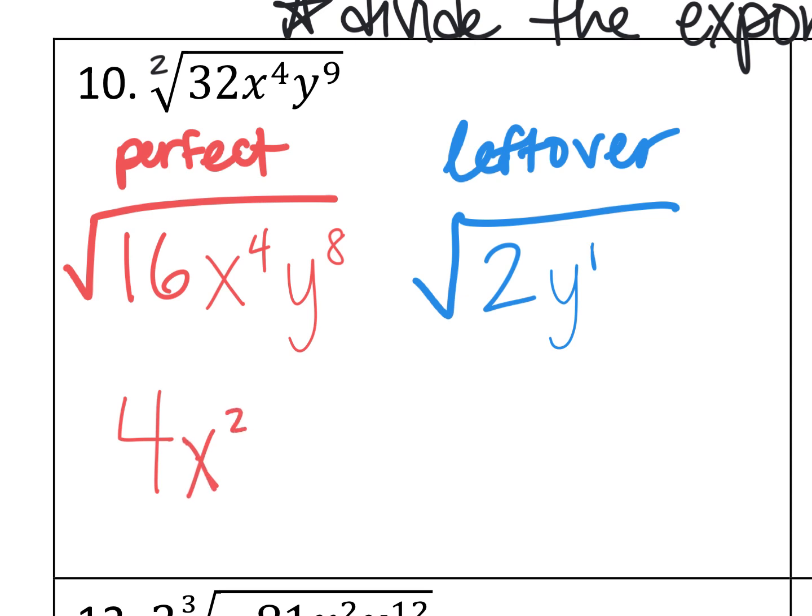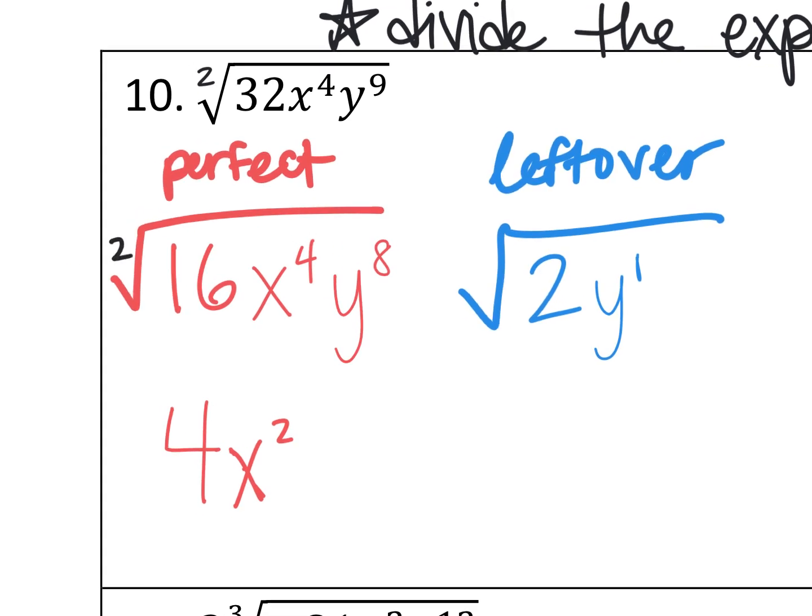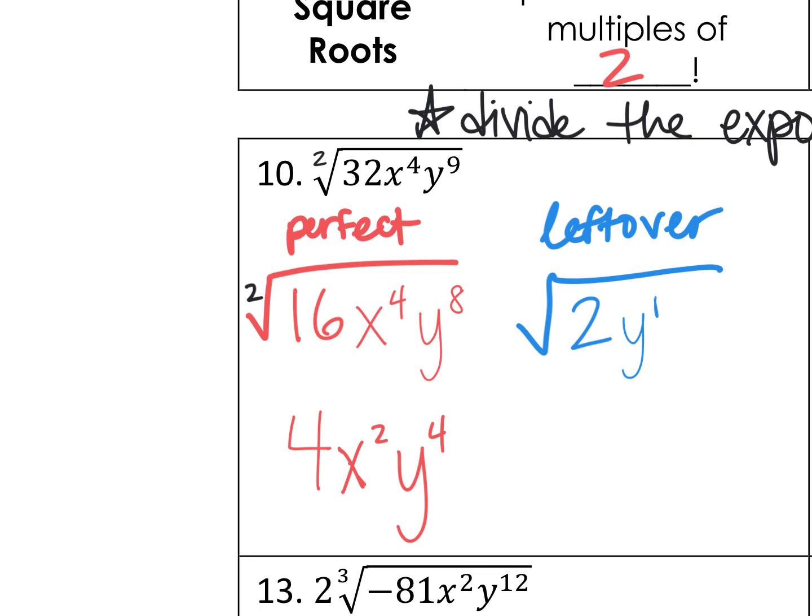What is the square root of y to the 8th? Divide 8 by, remember there's a 2 here. 8 divided by that 2 is 4. If you have no idea why that works, here's why. Y to the fourth times y to the fourth is equal to y to the 8th. Or in other words, y to the fourth squared is y to the 8th. Okay?